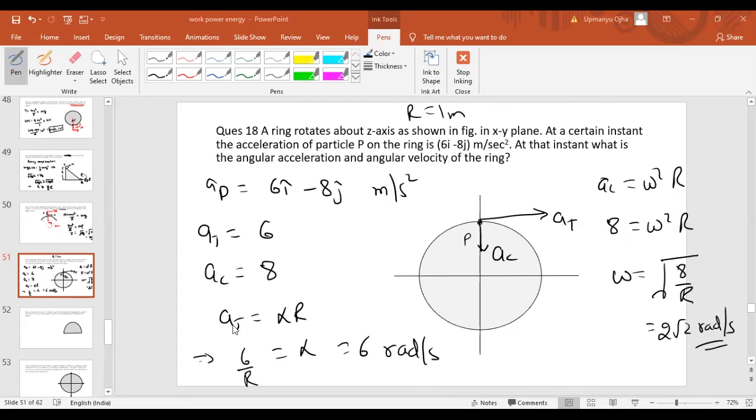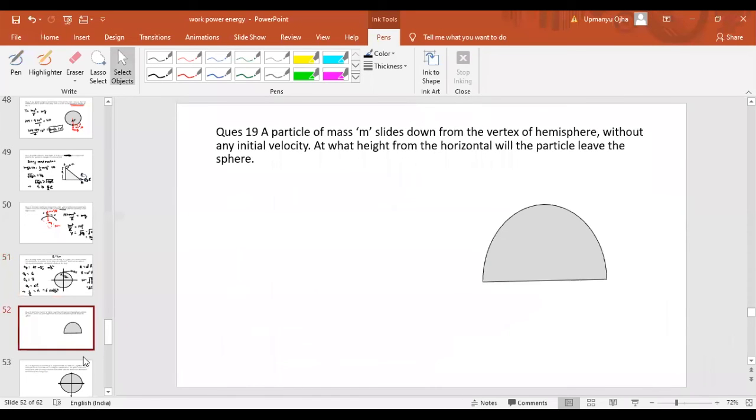So that is the answer for this. Alpha will be equal to 6 radian per second square, and omega will be equal to 2 root 2 radian per second. It should be radian per second square for alpha, not radian per second. Fine. Next.